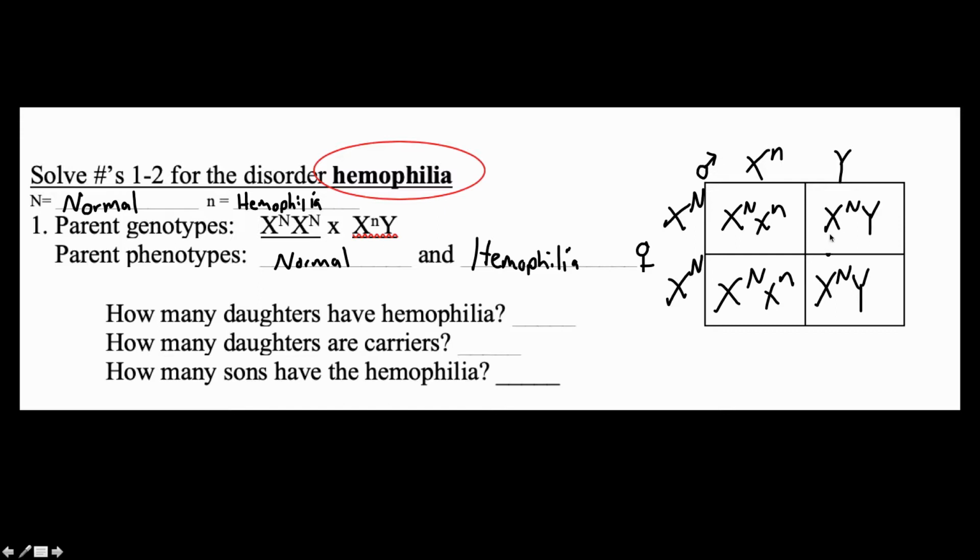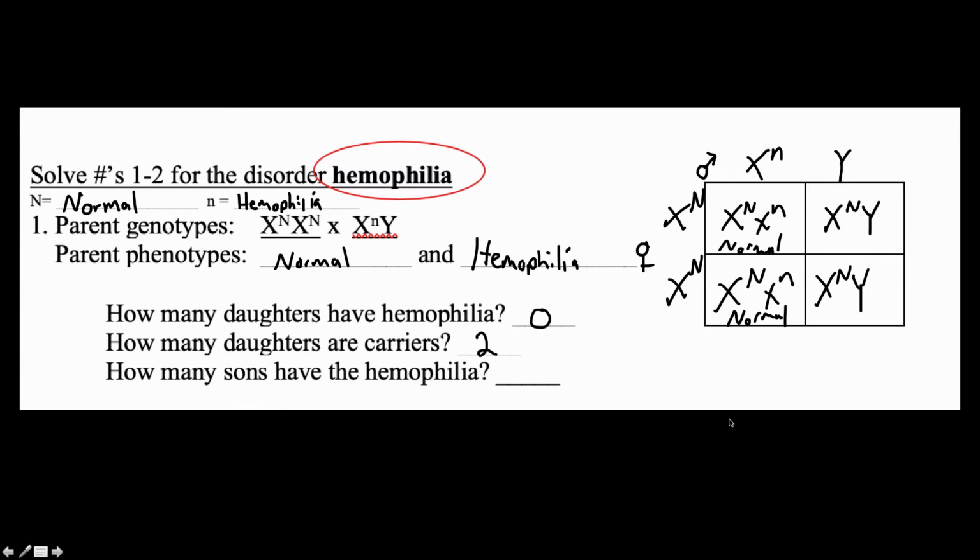So how many daughters have hemophilia? I usually use my hand to show this, but you'd cover up the sons and just look at the daughters. So look at these two. How many daughters have hemophilia? Well, we have a big N, little n, that's normal. Big N, little n, that's normal. So 0 daughters have hemophilia. How many daughters are carriers? Now remember, a carrier is normal, but they carry the messed up allele. So we look here, she is a carrier, she's a carrier. So we have 2 that are carriers.